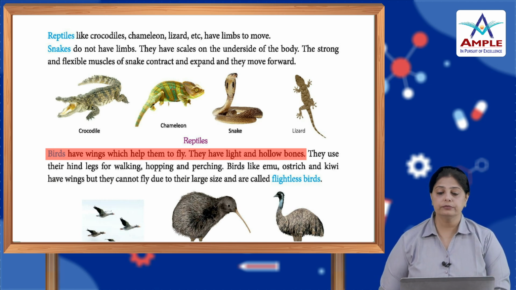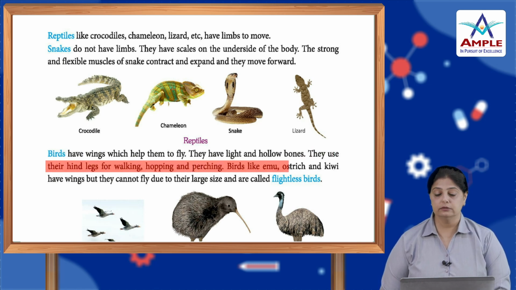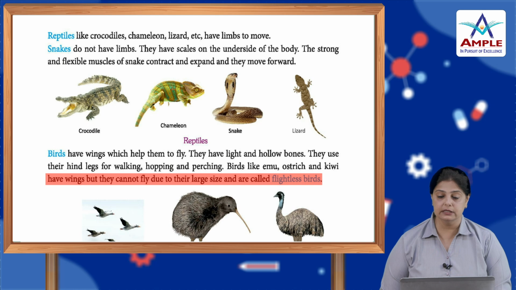All right, now birds use their hind legs for walking, hopping and perching. Birds like emu, ostrich, kiwi, they have wings but they cannot fly due to the heaviness and the large size that they have, and hence they are called flightless birds.